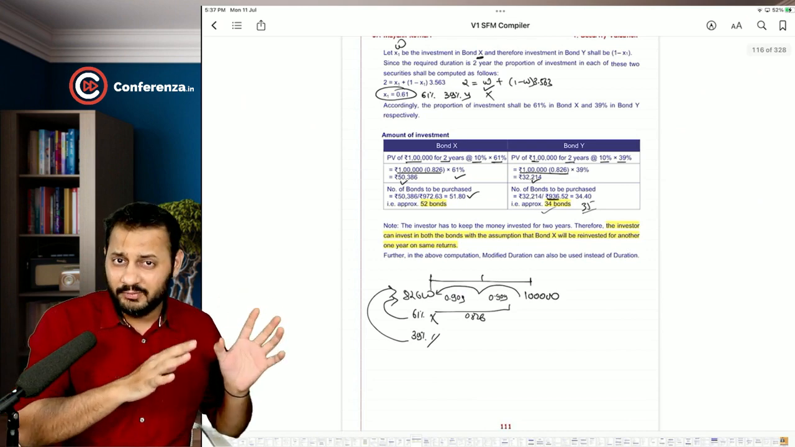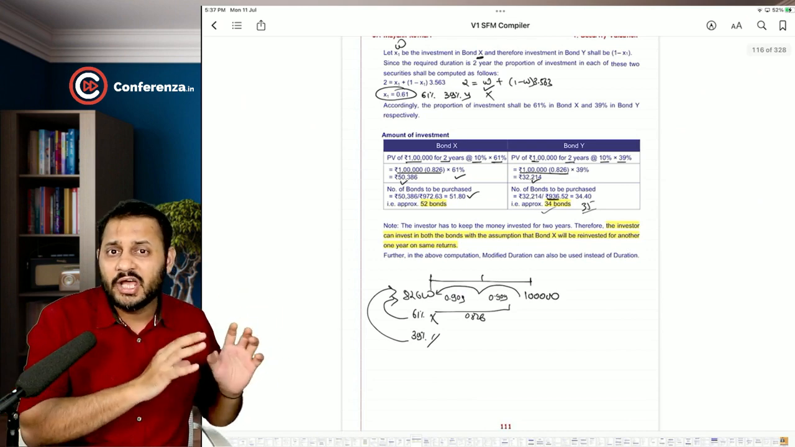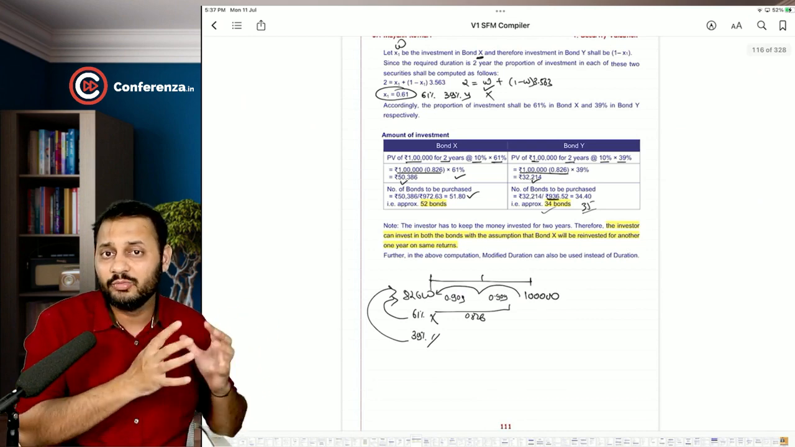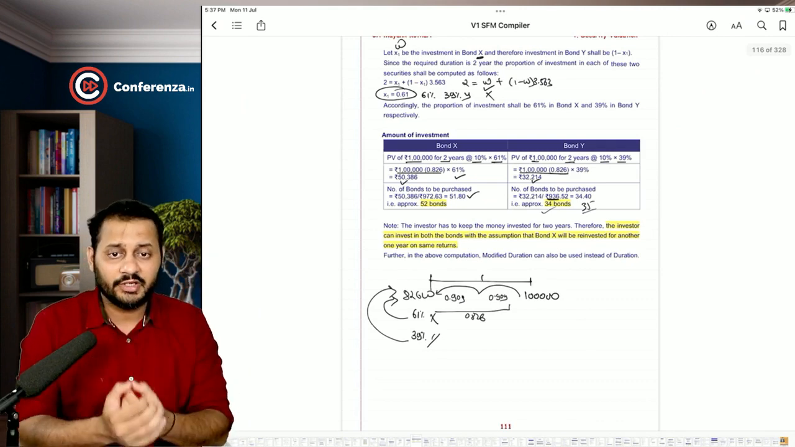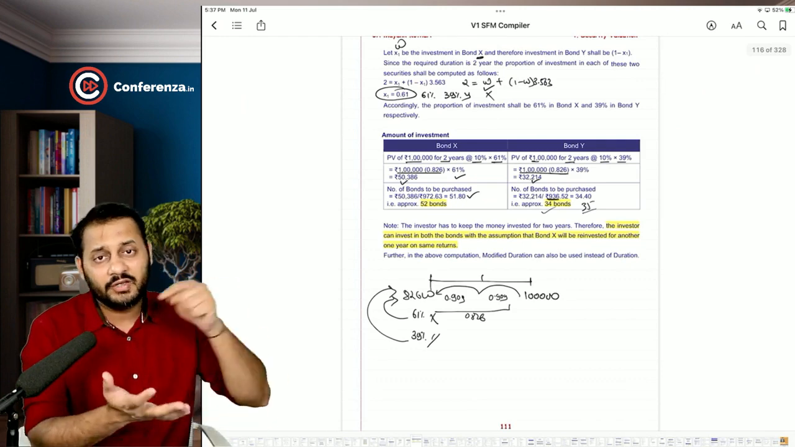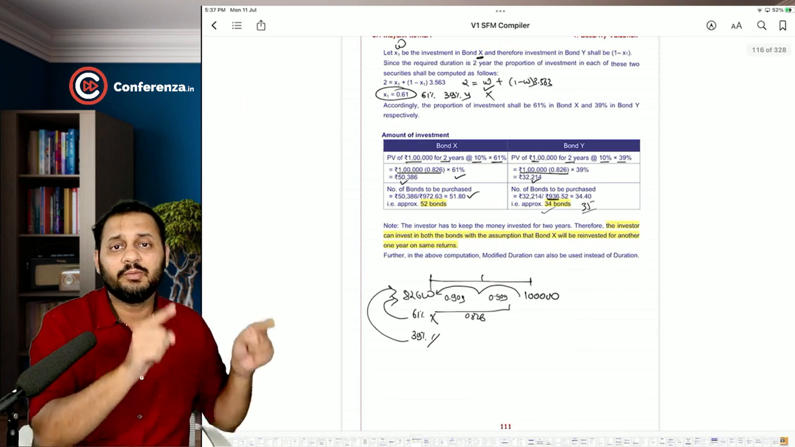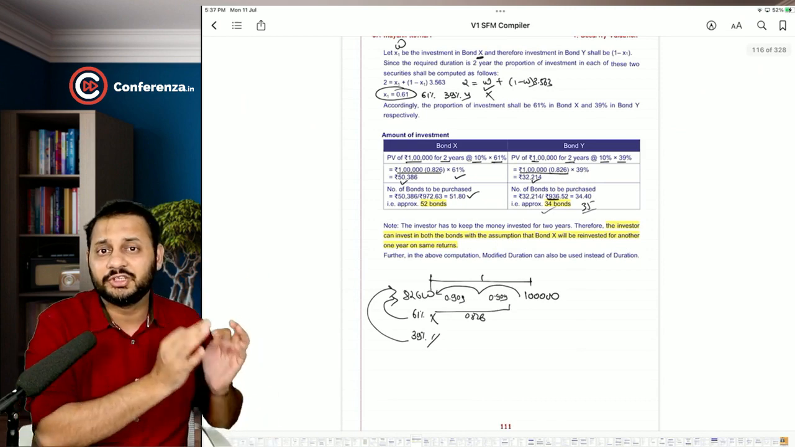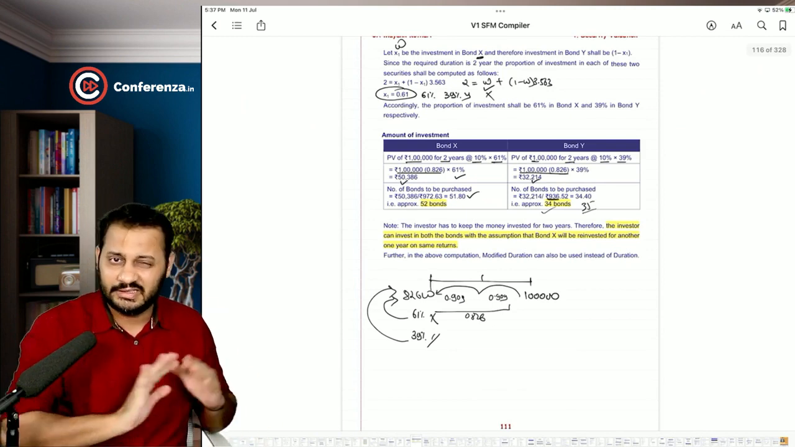This is going to be a very important concept that you are learning here, which will be used in the immunization concept, bond immunization. This is what you did here, bond immunization. That means your target period was 2 years, and that's why you created a portfolio in such a manner that whatever you need after 2 years should be received in that portfolio after 2 years. So that is weighted average duration. Your target should be equal to the weighted average duration. That's it.